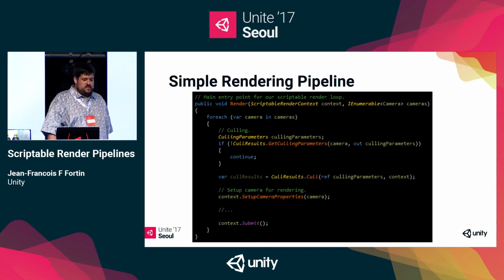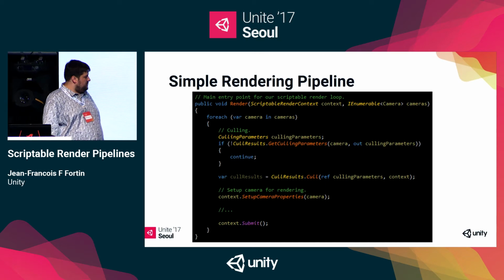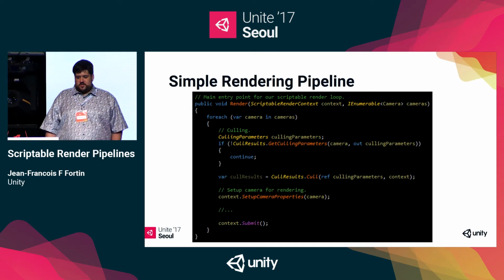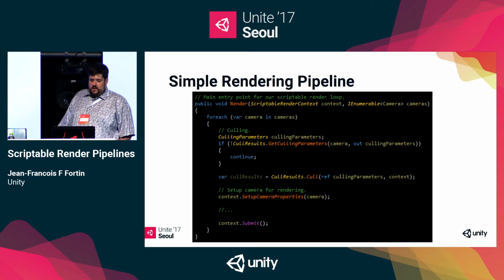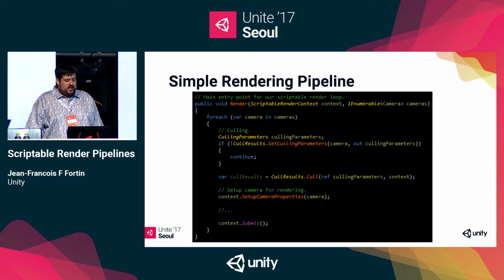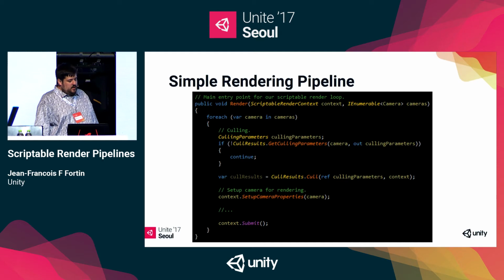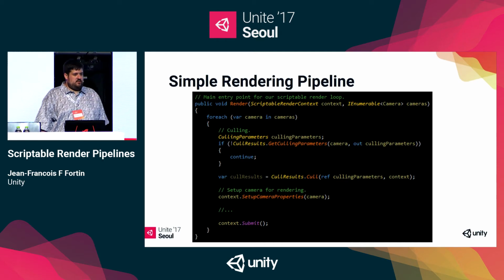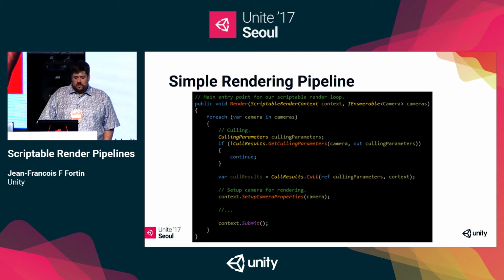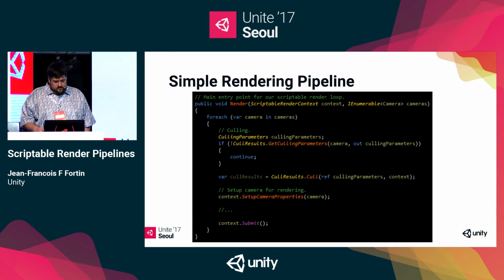So the render function itself, I removed the code at the bottom with a comment here just to focus on the structure. It is essentially a loop over all the cameras. And we start by doing the culling and then setting up the camera properties and then submitting our work on the context.